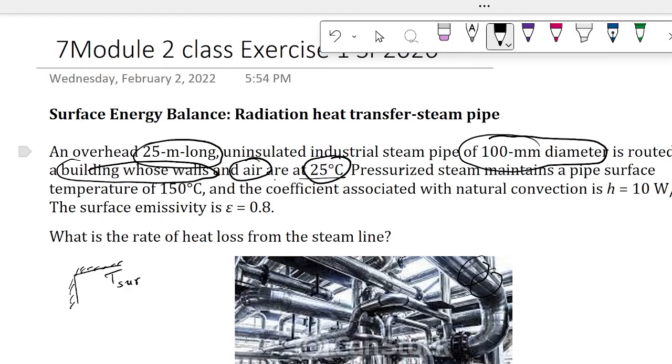Some amount of the heat will be lost by convection in the air, right? 25 degrees, and some amount of the heat will be lost where? By radiation through the surroundings, meaning the walls and everything around it. Does it make sense? You understand the problem? How to deal with that? So how are we going to deal with this problem now?